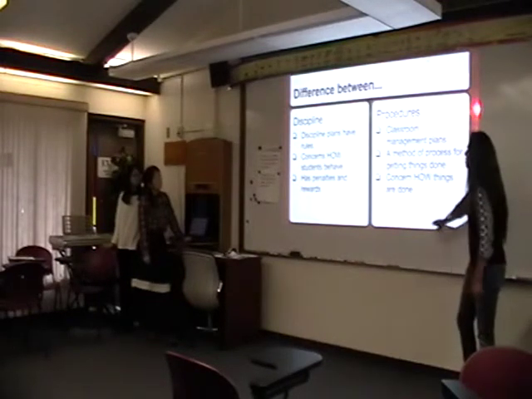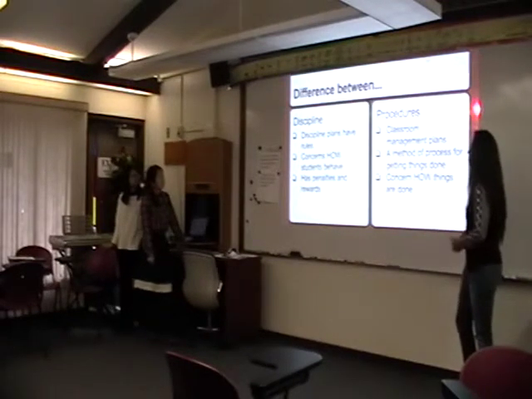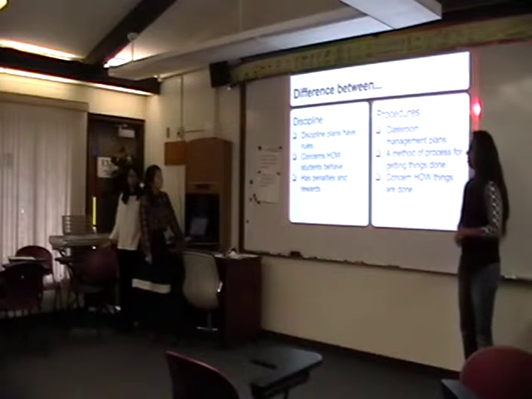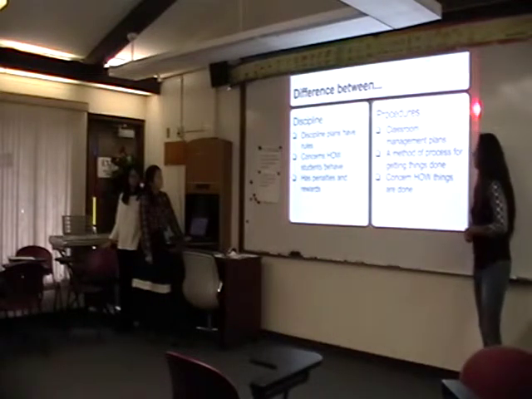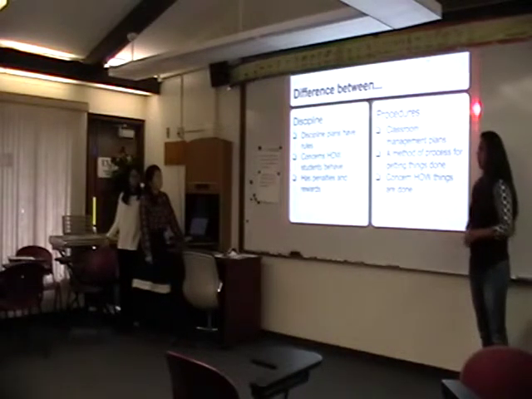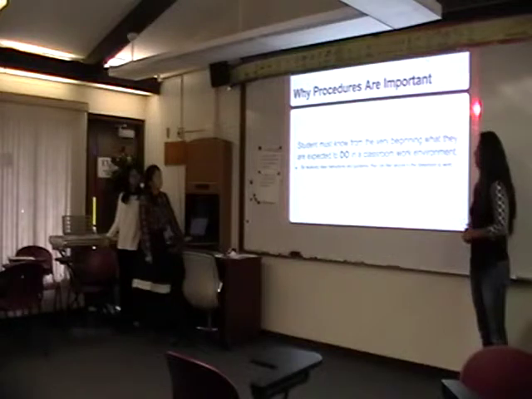Alright, so this is the difference between discipline and procedures. Discipline plans have rules. They concern how students behave, and they have penalties and rewards. Whereas procedures are classroom management plans, a method or process for getting things done, and they concern how things are done in the classroom.